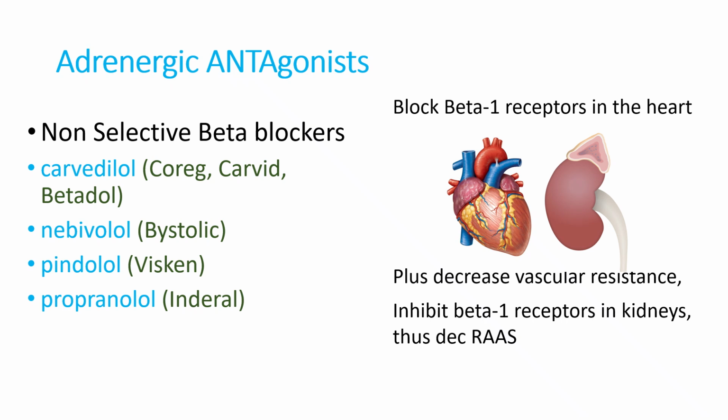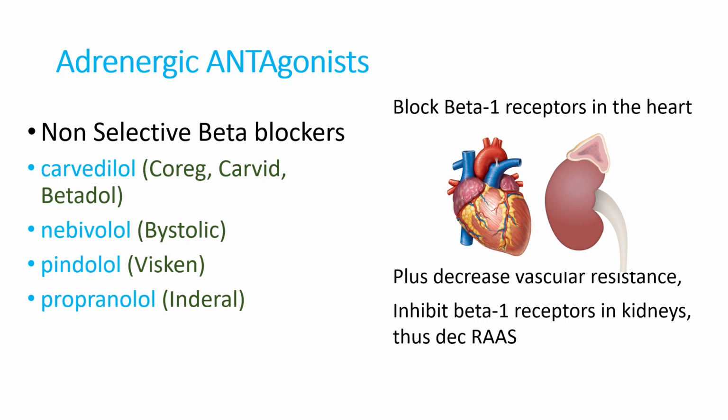Meanwhile, non-selective beta blockers block both beta-1 receptors primarily found in the heart and your beta-2 receptors, usually found in the lungs and in the blood vessels. Examples of these non-selective beta blockers include carvedilol under the brand name Scoreg, Carvid, and Betadol, nebivolol under the brand name Bystolic, pindolol under the brand name Visken, and the popular drug propranolol under the brand name Inderal.